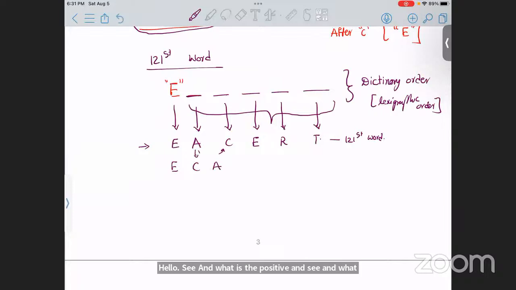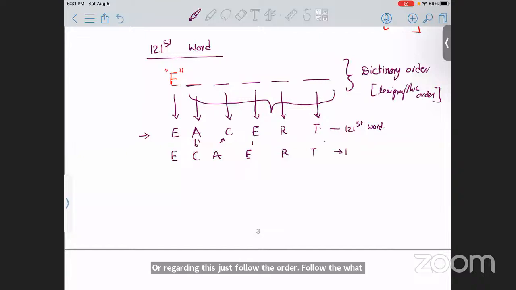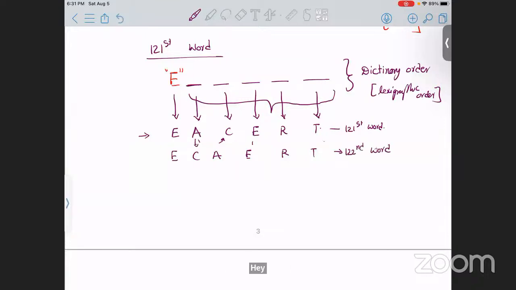Are you getting the point? Yes, sir. These last things remain the same. Are you getting this? Just follow the order, follow the dictionary order.